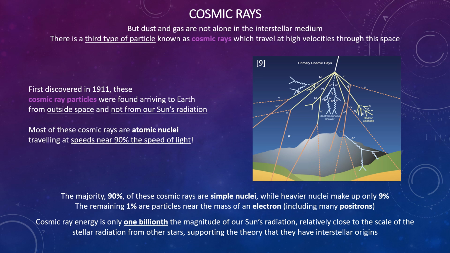Cosmic ray energy is only 1/1000th the magnitude of our sun's radiation, relatively close to the scale of stellar radiation from other stars, which supports their theory that cosmic rays are indeed coming from other stars and not our sun.